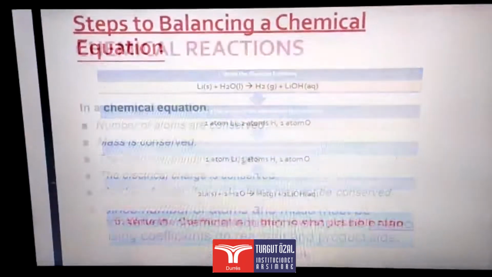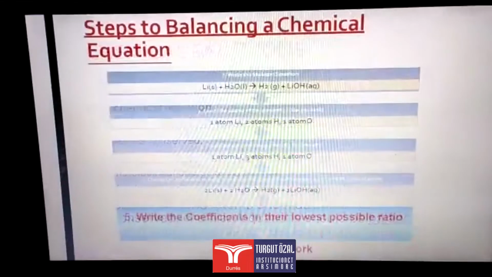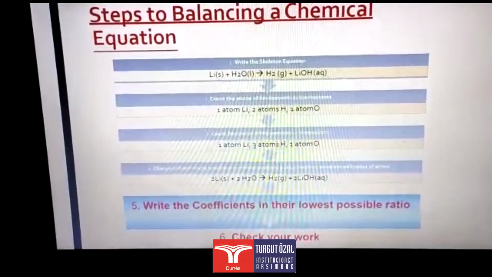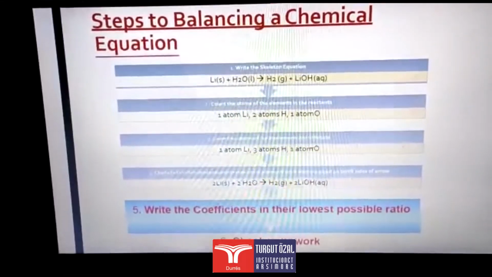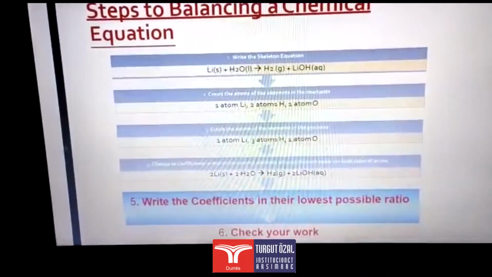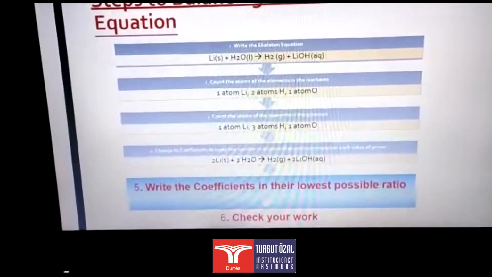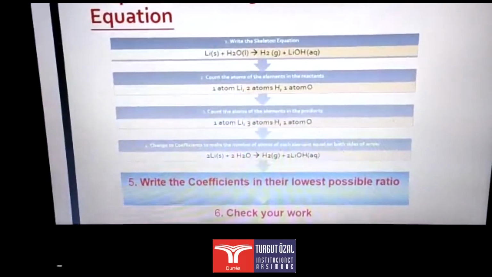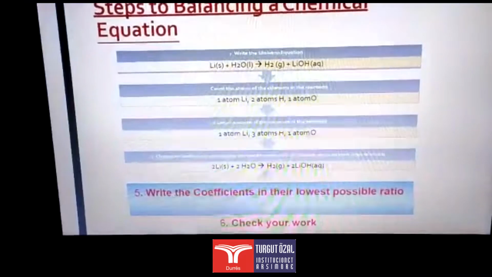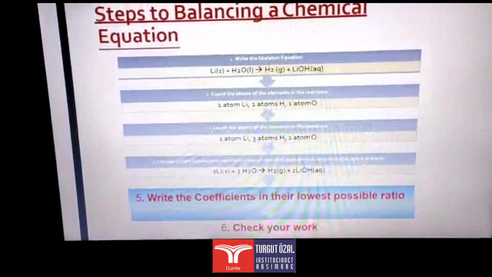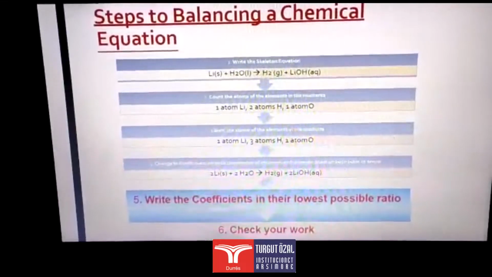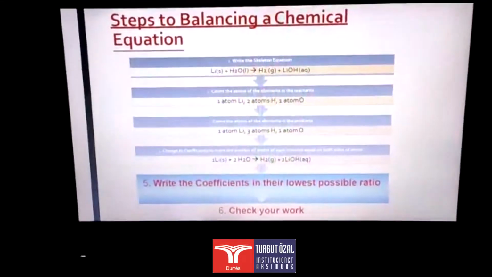Steps of balancing these equations. Firstly, we write the skeleton of the equation. Second, count the numbers of the elements in the reactants. Third, count the atoms of the elements in the products. Fourth, change the coefficients to make the number of atoms of each element on both sides the same. Write the coefficients in their lowest possible ratio and check your work.